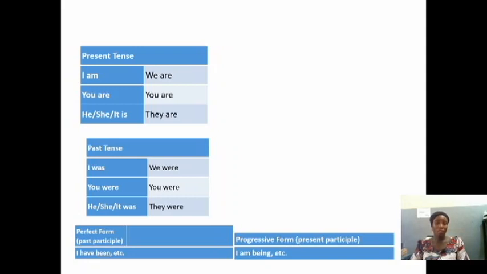Now, if we look at the perfect form or the past participle, what type of be verb can be used there? It is the be verb "been." And the progressive form, which is the present participle, becomes "being." So we have the example there: I have been, and several other examples. And if you bring it to the progressive form or the present participle form, it becomes I am being.